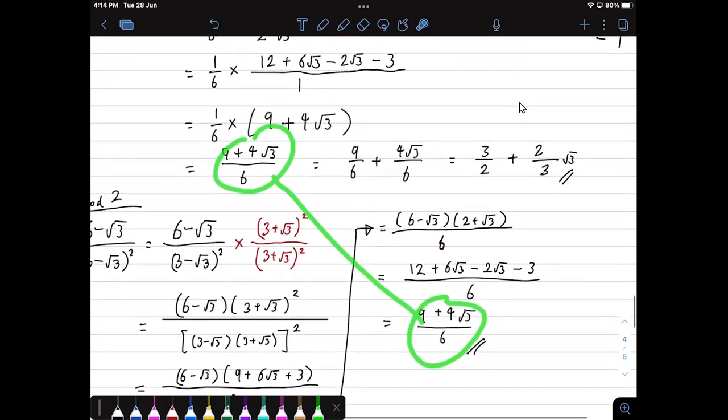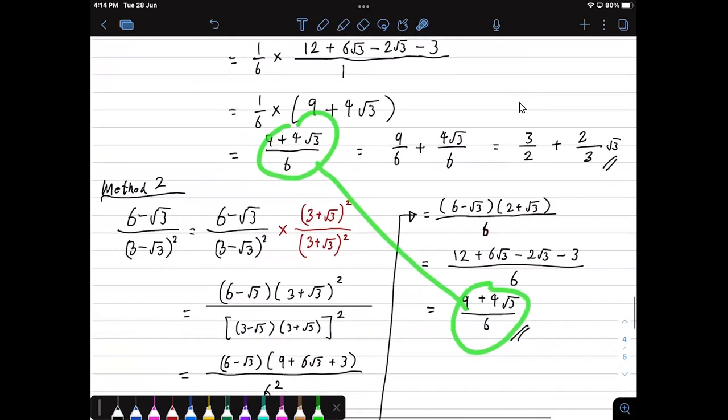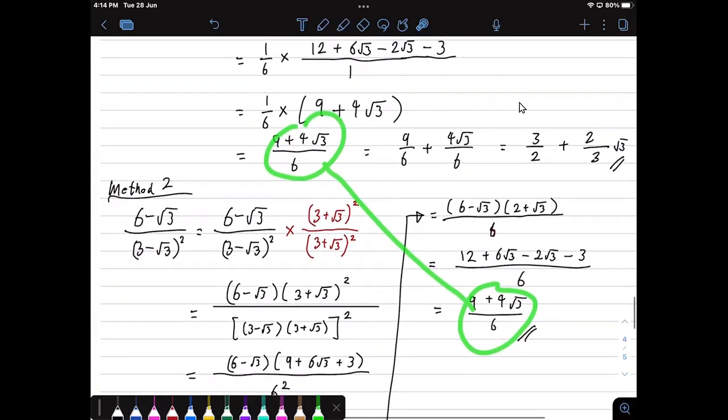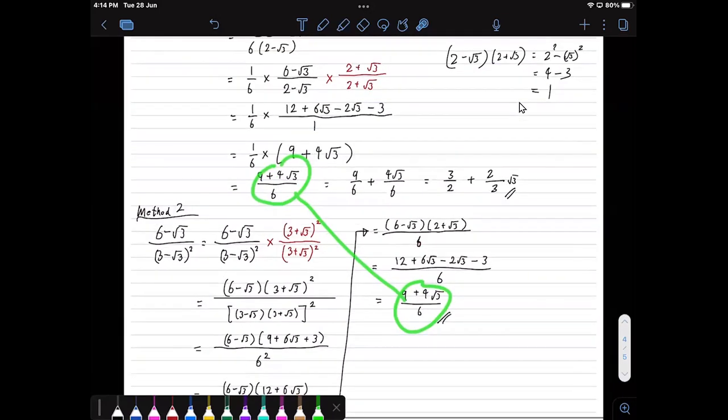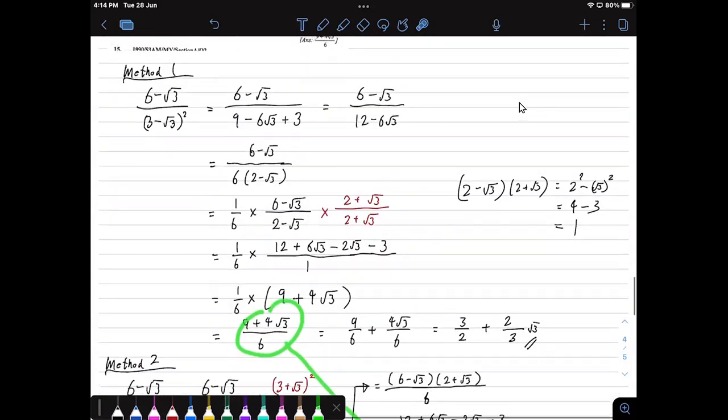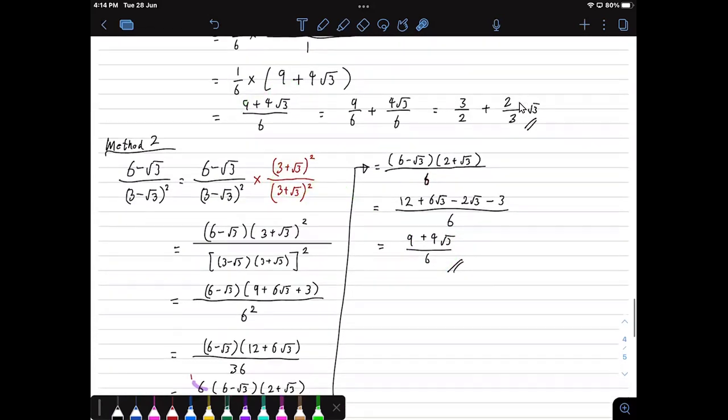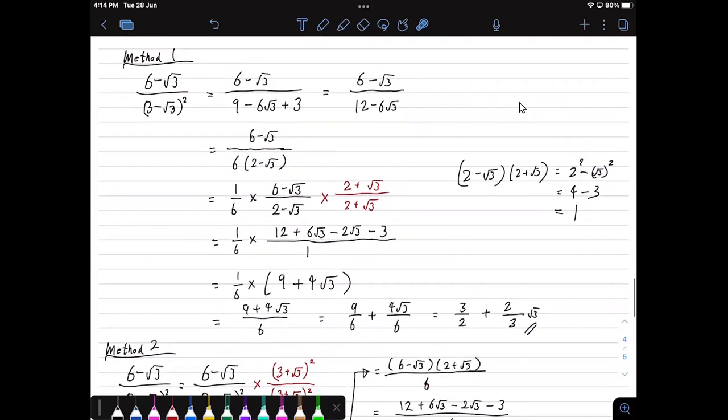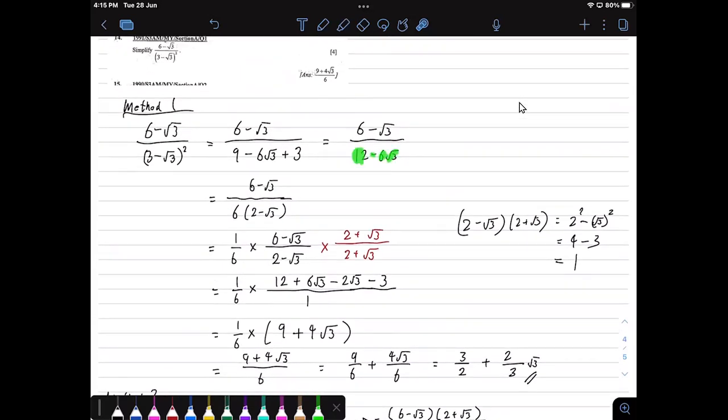Clear so far? Okay, good. So that is method 2. Method 2 is non-standard. You go and put a square. Usually you would want to make sure that the denominator is just in this format: a minus b times square root, or a plus b times the square root. And then it's just power 1. There's no power basically.